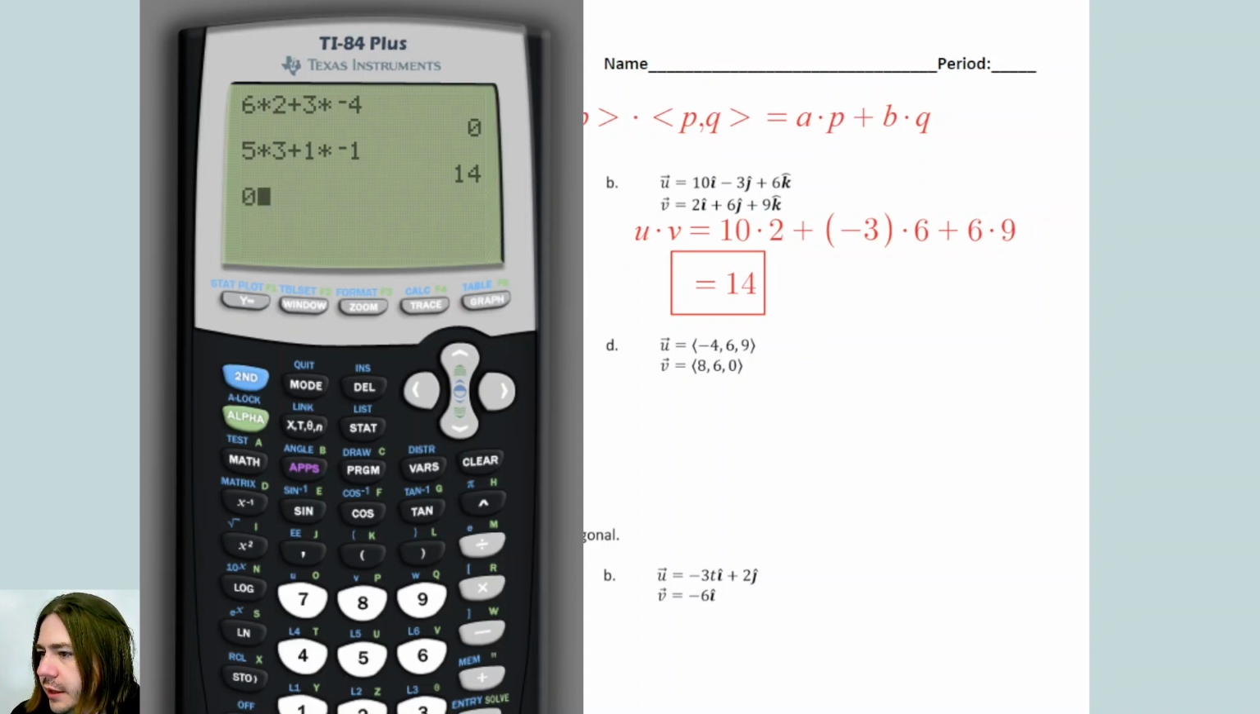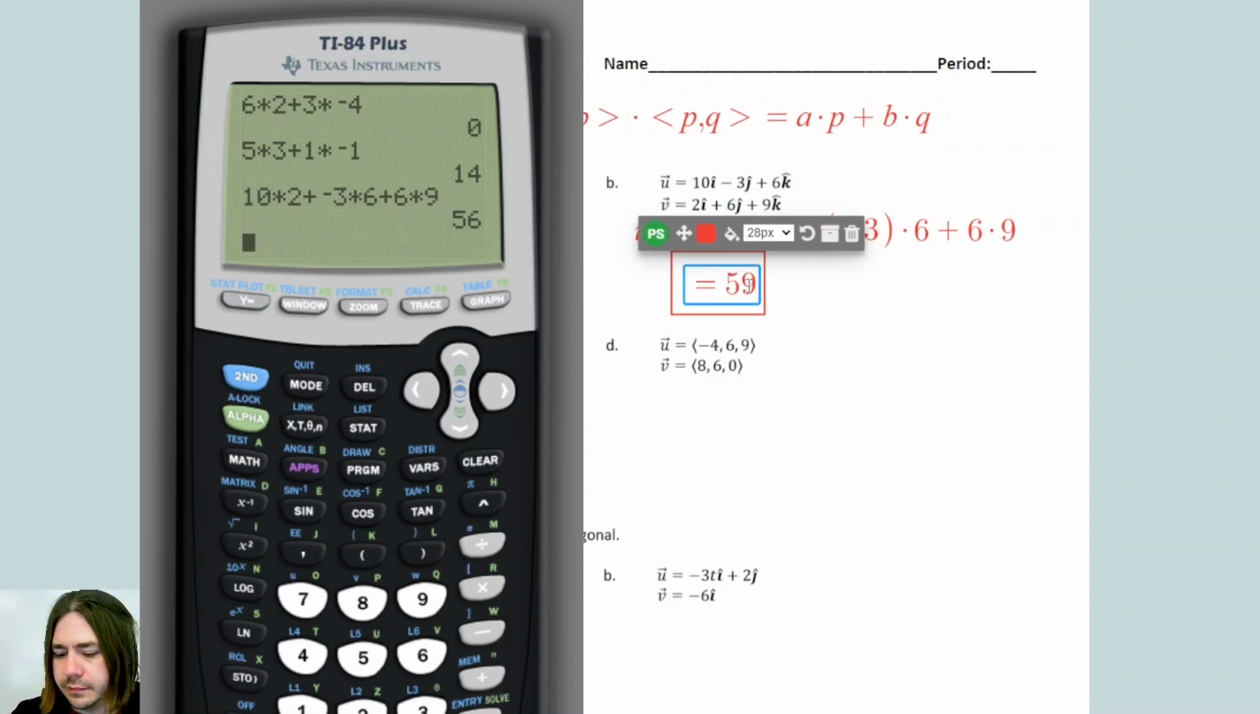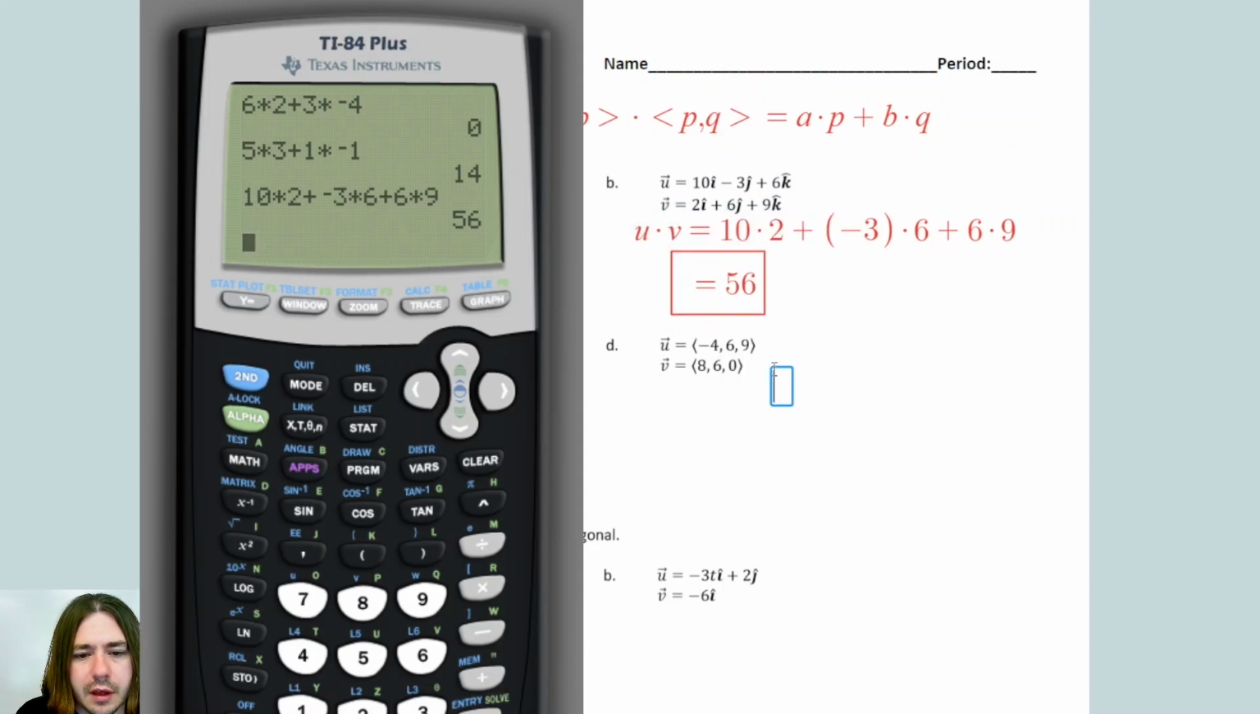So we've got 10 times 2 plus negative 3 times 6 plus 6 times 9, and we get 56. For D, we do basically the same thing.